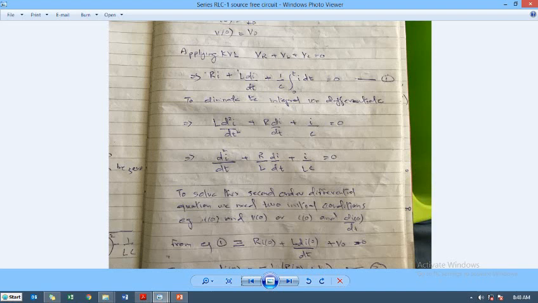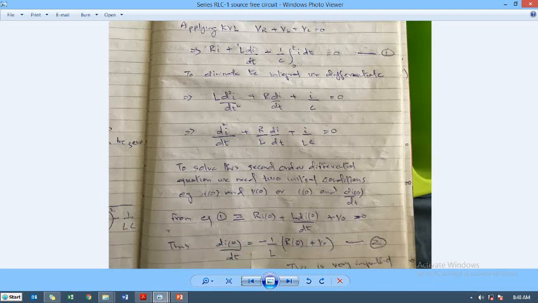So we want to find out the derivative of the current at time t equal to 0. That's why this is 0, it is just showing that. Because we have already put the time t equal to 0, this whole integral is going to be replaced with the initial voltage across the capacitor.